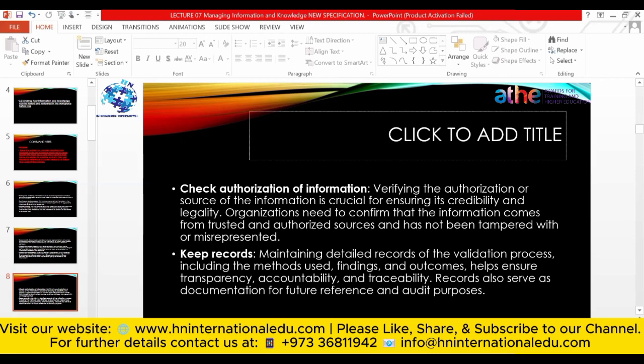Keep records. Maintaining detailed records of the validation process, including the methods used, findings, and outcomes, helps ensure transparency, accountability, and traceability. Why do we keep records? That is, a record of each and everything. Even as I'm conducting the class right now, I have a record at my back as well.